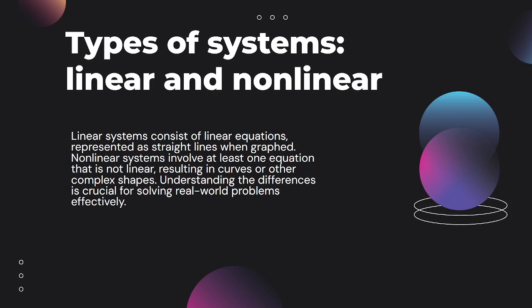Types of system. There are two types of system. We have linear and non-linear system. A linear system consists of linear equations, usually represented by a straight line when graphed, while a non-linear system involves at least one equation that is not linear, resulting in curves or other complex shapes. Understanding the difference is crucial for solving real-world problems effectively.